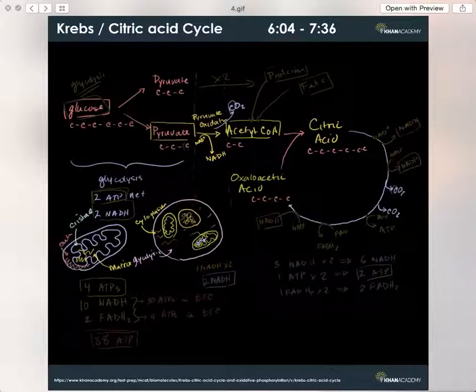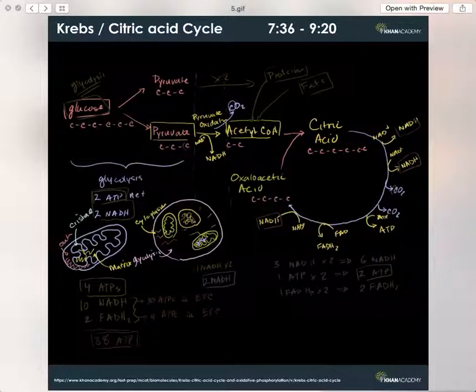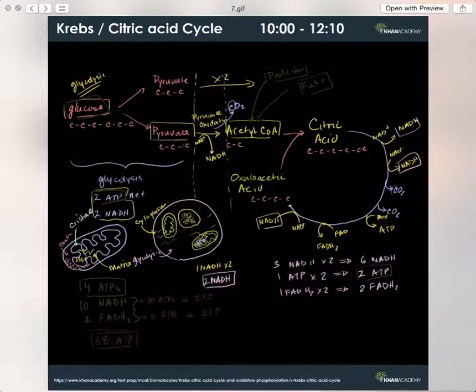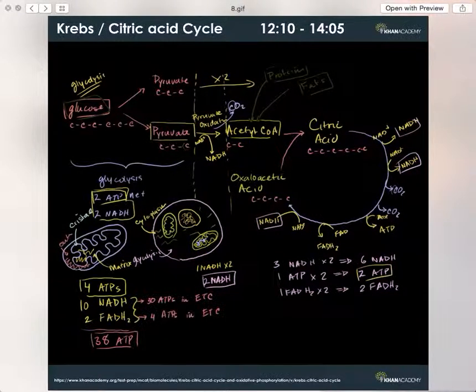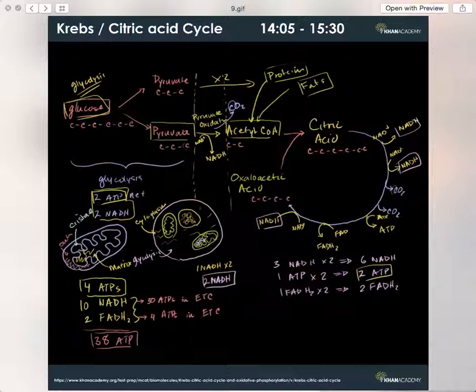4 to 7:30, this is when he actually talks about the actual cycle, and then talks about the different NADs and FADs. This is 7:30 to 9:30. This is 9:30 to 10, and then 10 to 12 minutes, and 12 minutes to 14 minutes, and 14 minutes to 15:30. And now this is the video over, and you have this reference point to go back.